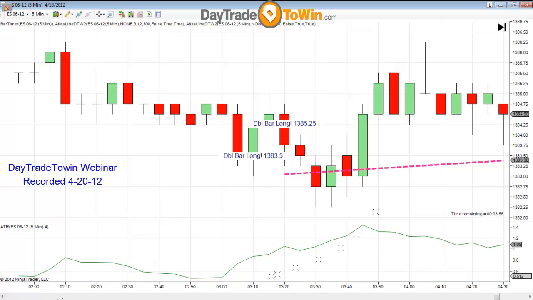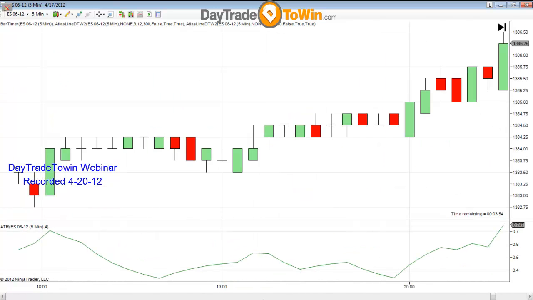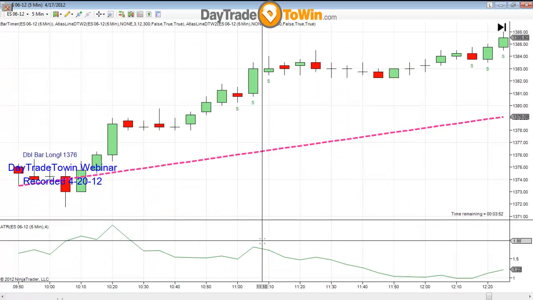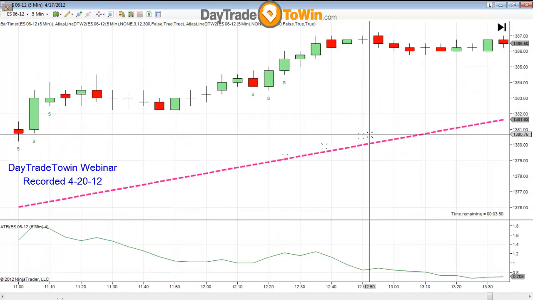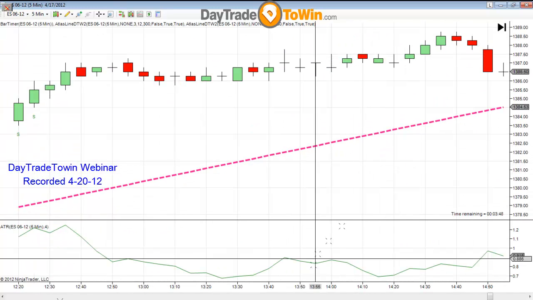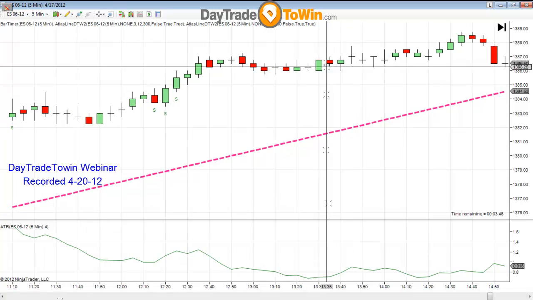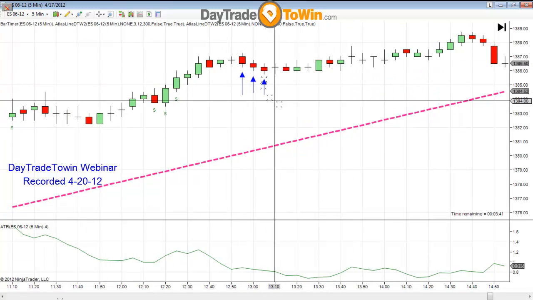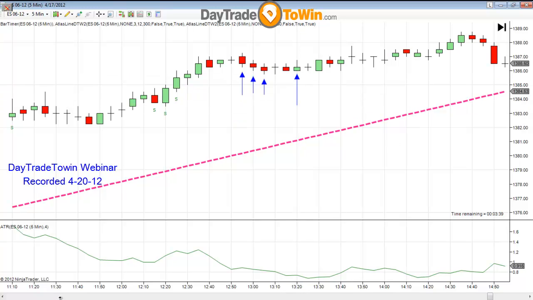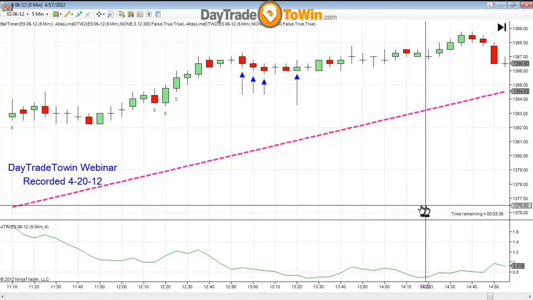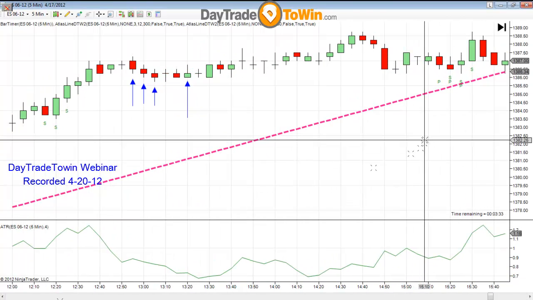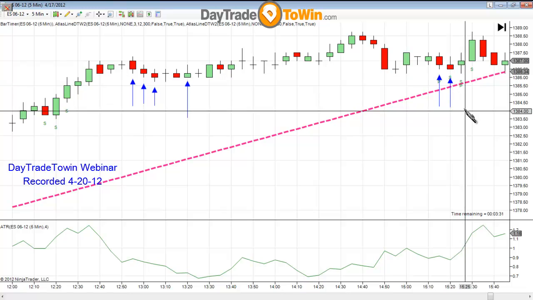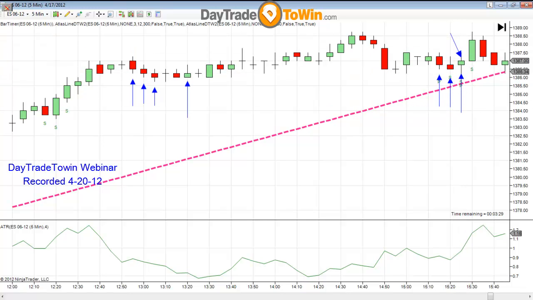Let's see if I find another one here. I'm just going back in history. Strength, strength. Here's a pullback. 1, 2, 3. The first green bar, I'm long. Okay, that's a pullback. 1, 2, 3. Here's a long. That's a pullback.